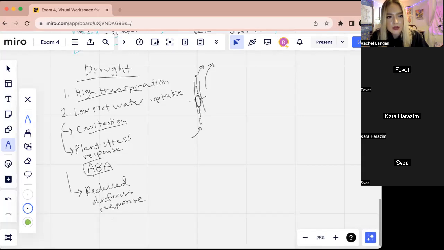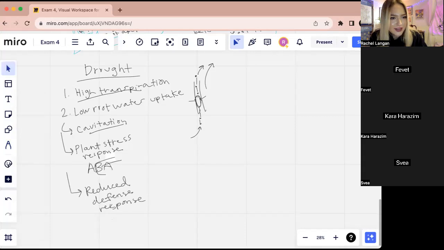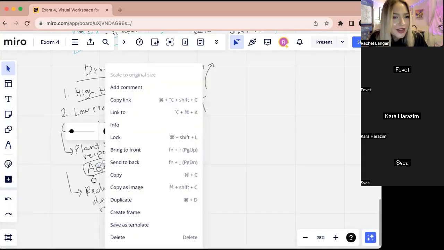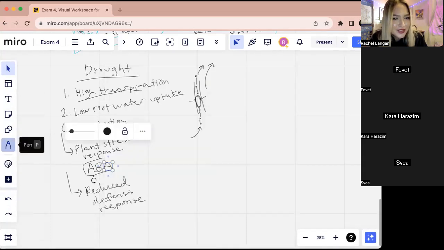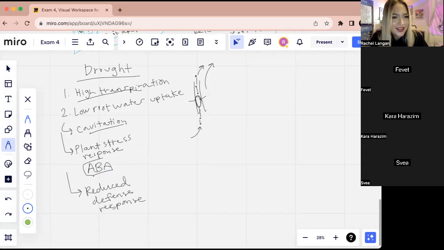ABA does. Oops. No, I don't want that. I don't want that either. Go away. Stop. So, oh my gosh, what happened? Why am I drawing squares? I just want my pen back. Okay.